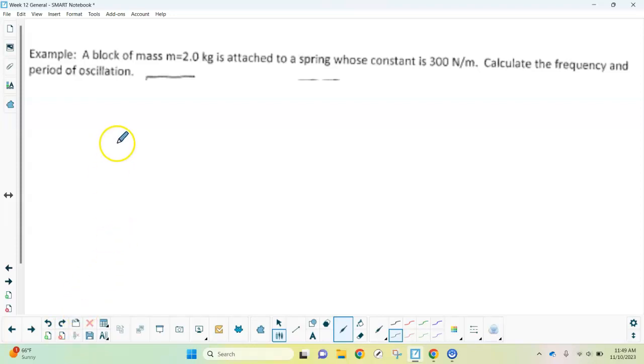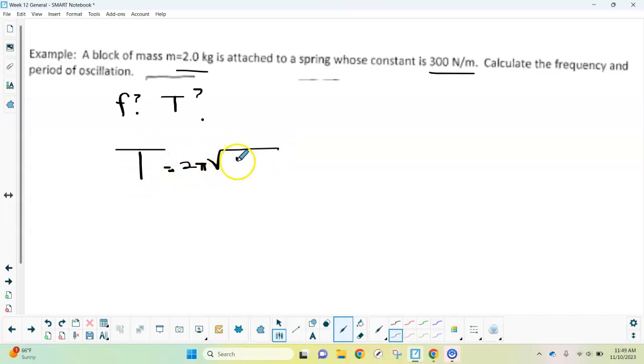So in this first one, it says a block of mass 2 kilograms is attached to a spring whose constant is 300 newtons per meter. We want to calculate the frequency and the period. So we're trying to figure out f, the frequency of this oscillation, and the period. Again, I usually solve for the period first, so I use T equals 2 pi square root of m over k. So you would just plug in the values from the problem. So m is 2, k is 300. You're going to take the square root of that and then multiply it by 2 pi. If you do that, you should get about 0.513. So it's a little over half a second for the period.